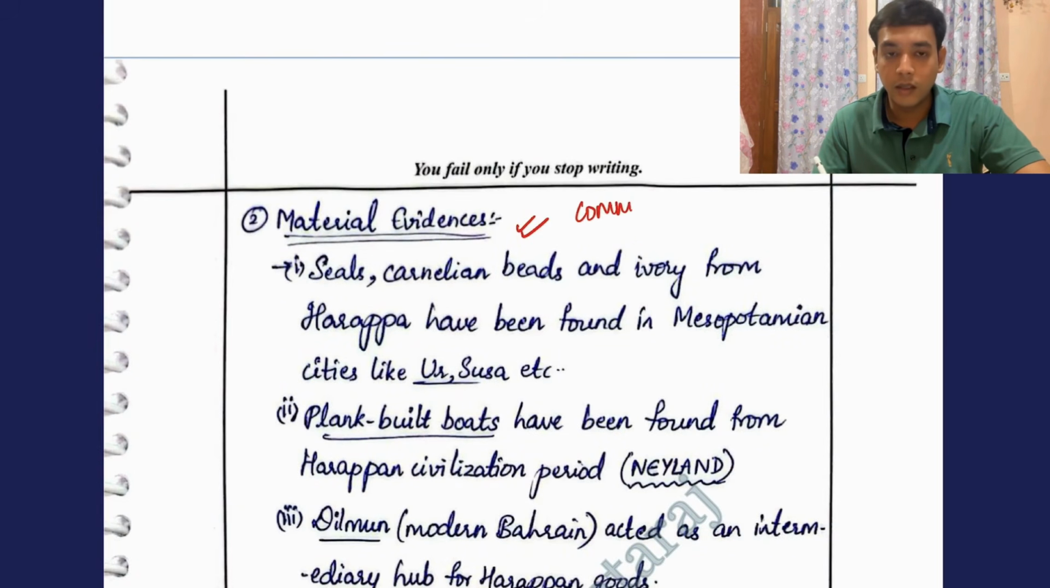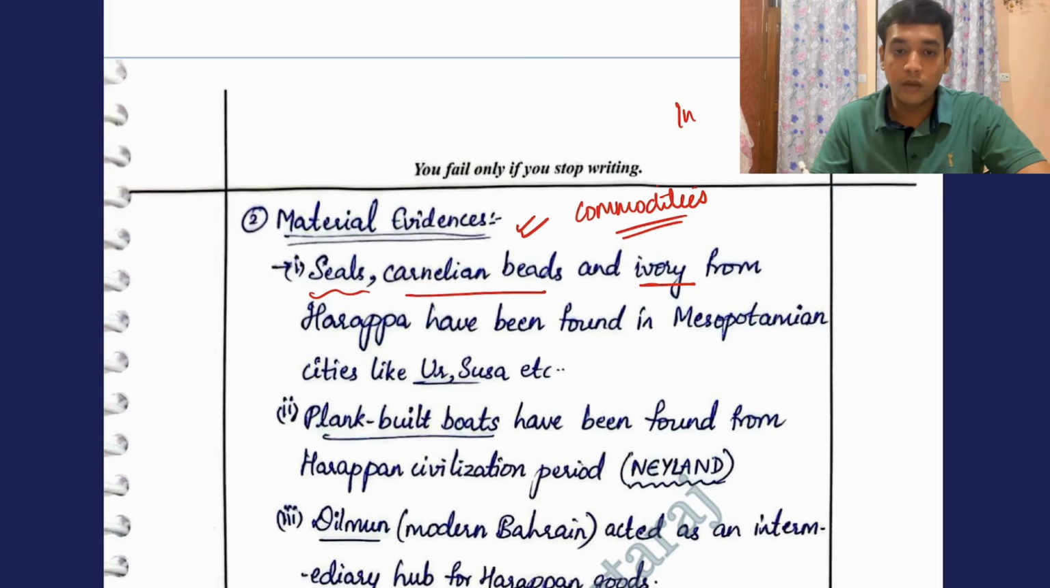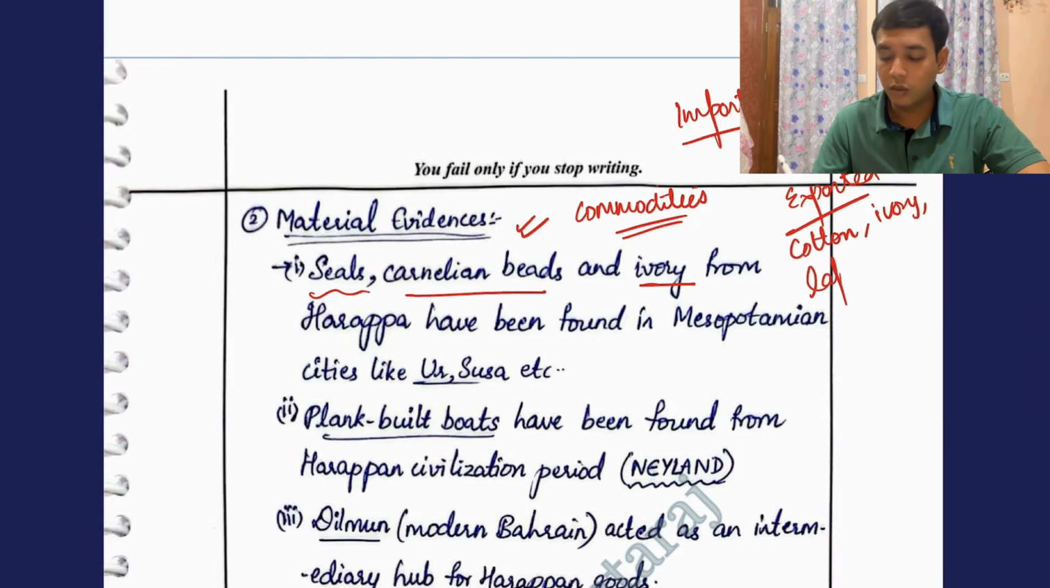So what are the commodities, you can say, that were traded for Harappan trade? So there were seals, there were carnelian beads, there was ivory that was traded. There were some things that were imported. For example, we get silver, tin that were imported. Then exported things would be like cotton. We exported cotton, we exported ivory, right? We exported lapis lazuli, for example. So these are the things that were exported.